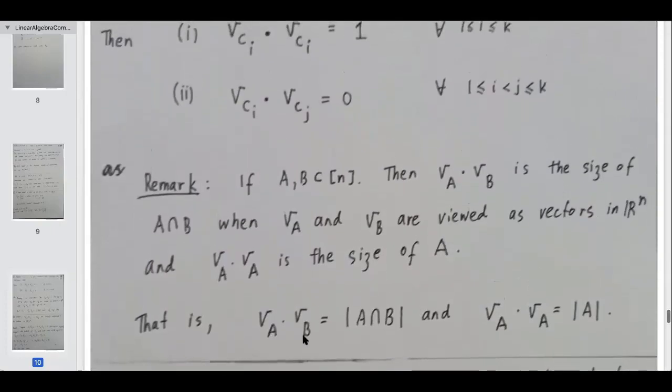So that is, vA dot vB is the size of A intersection B, if the dot product is computed viewing the vectors as vectors in R^n, and vA dot vA is equal to the size of A.